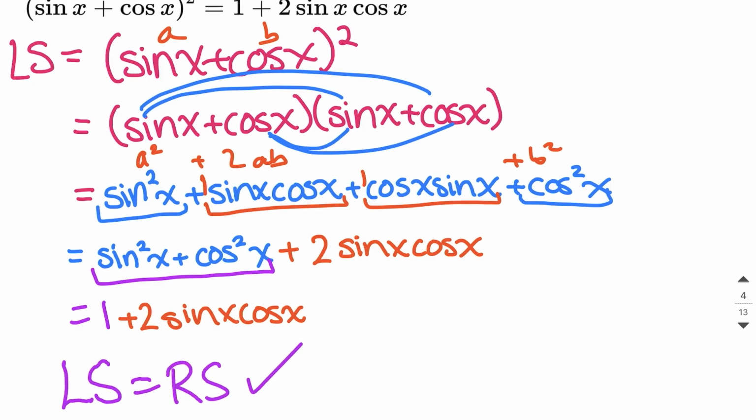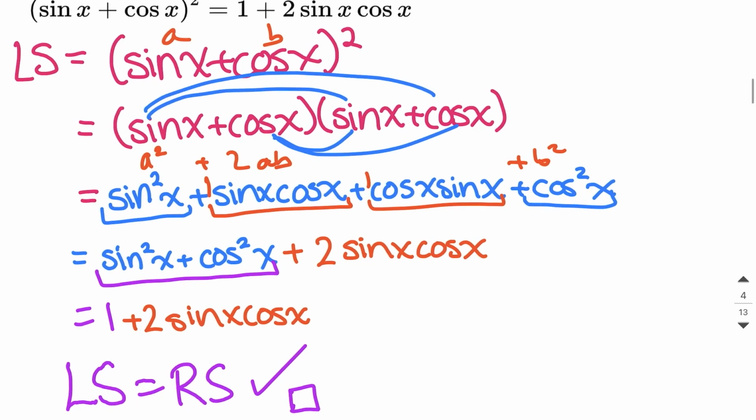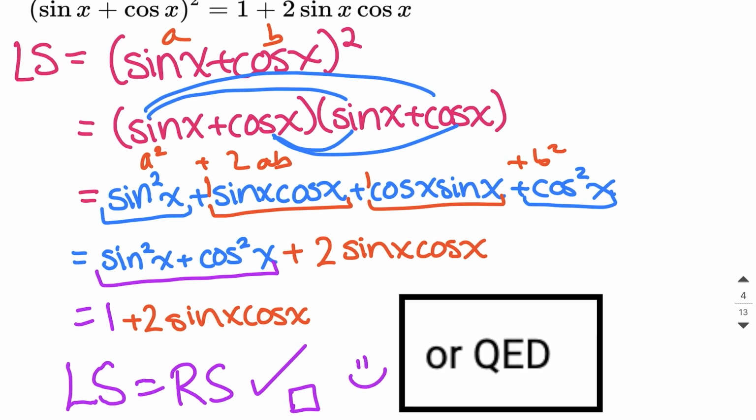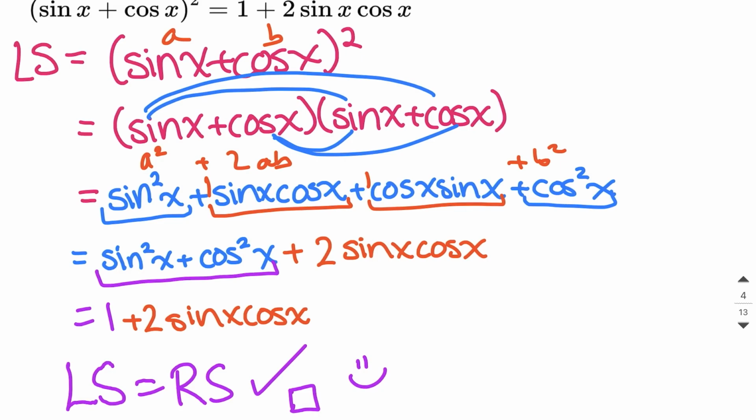Boom, done. So we can put a check, we can put a box, we can make a smiley face. I mean, that's not really mathematical, but go for it because it's exciting that you have shown this identity is true.